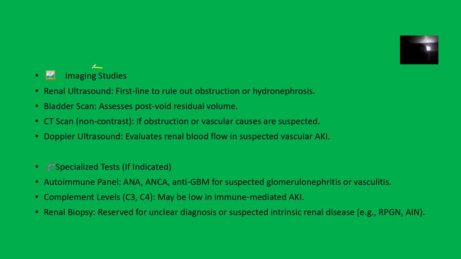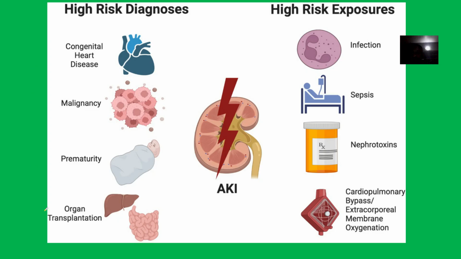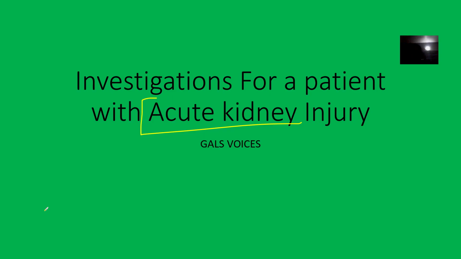So for imaging studies, you do renal ultrasound, bladder scans, CT scans, Doppler ultrasounds. Then you also can do some specific tests where you are looking at the autoimmune levels, renal biopsies, and complement levels. Okay, so this is what we have here for the different types of tests that you might want to do for a patient that has acute kidney injury.